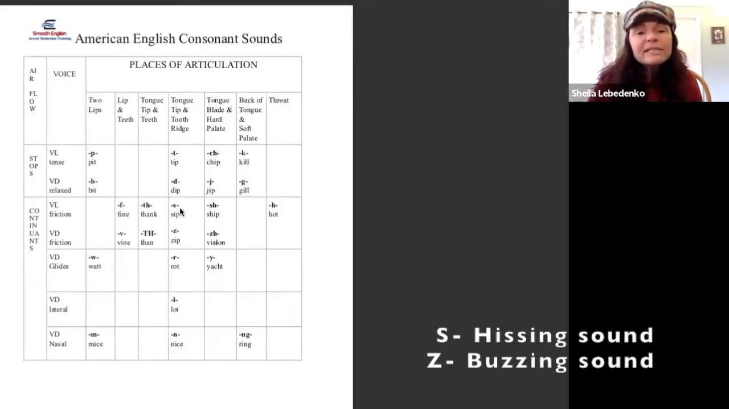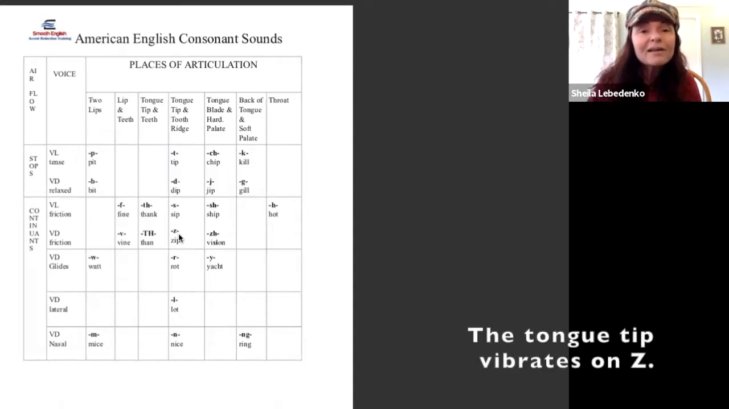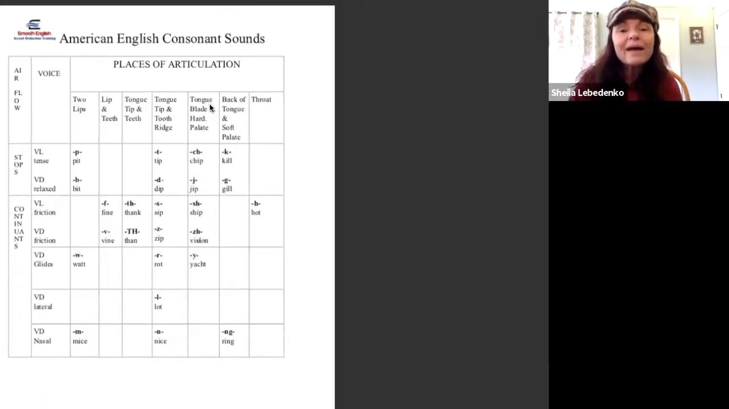And for the voiceless one, we have S. And for the voiced one, we have Z. Remember, the tongue comes very close to the top of the mouth, and the air is passing right over the tongue. It's going to feel like your tongue is being tickled. Your tongue tip is actually going to vibrate on this Z. Zzz.